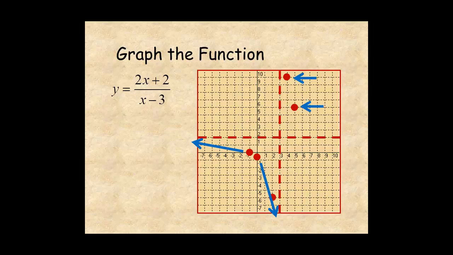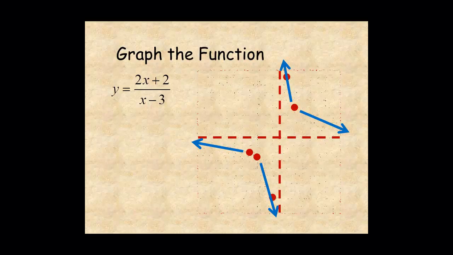From these points, you can see the function is increasing as it approaches the VA. So the graph must curve up towards the VA and down from above towards the HA. So sketch the graph of the function like this.